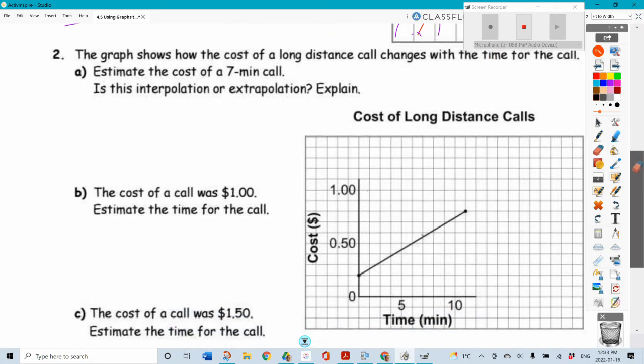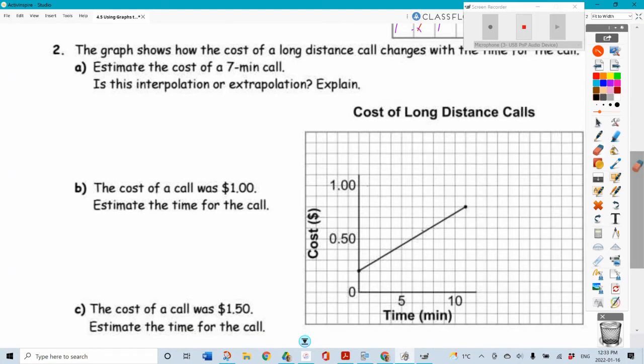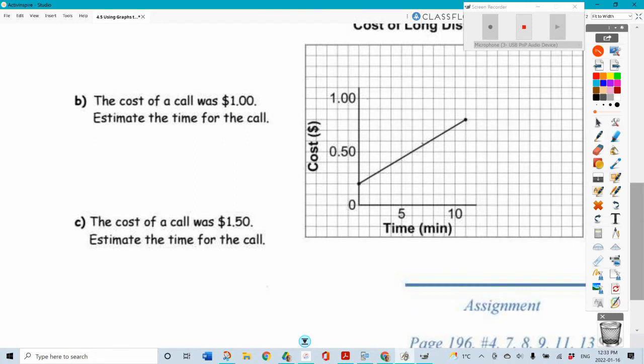Now this says, though, estimate the cost of a 7-minute call. Let's actually get a pen here. So on my graph, I'm going to find where x is equal to 7, and I'm going to go straight up here. I know that this is somewhere about here. For each one of my blocks, I've got 1, 2, 3, 4, 5, so each one's worth about 5.